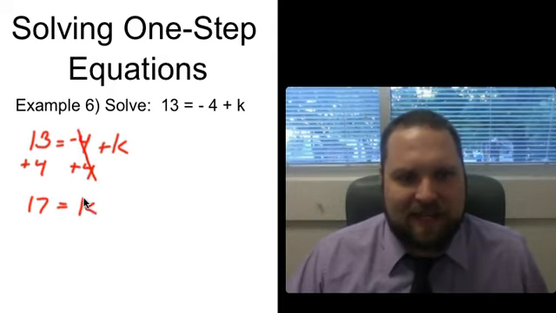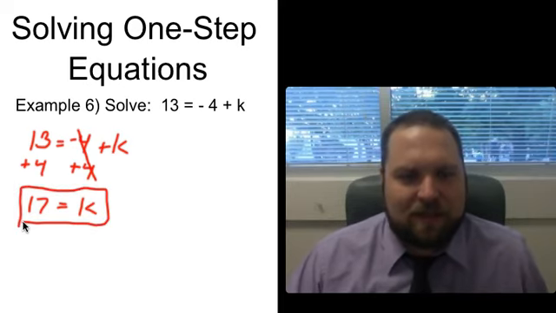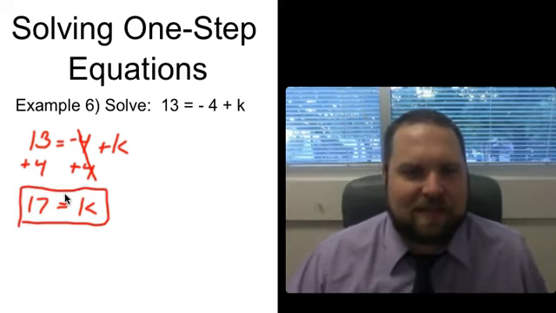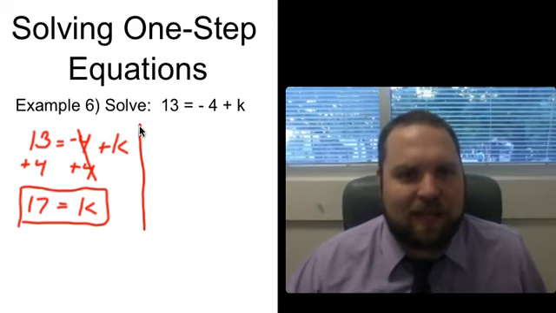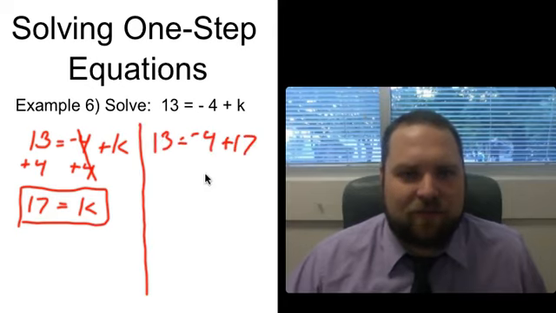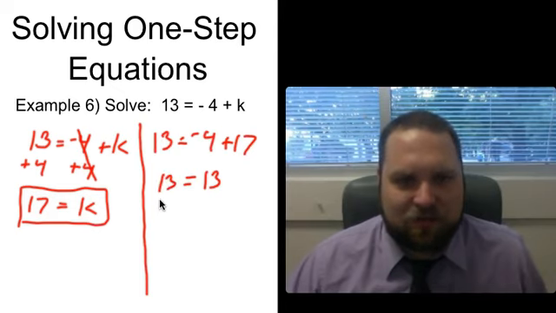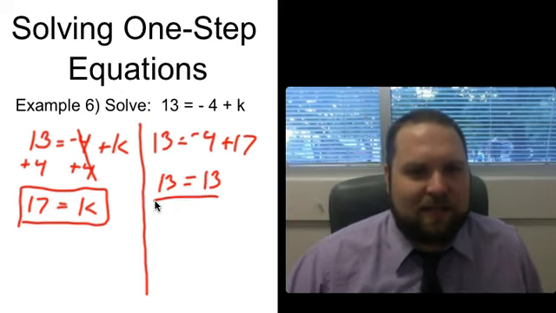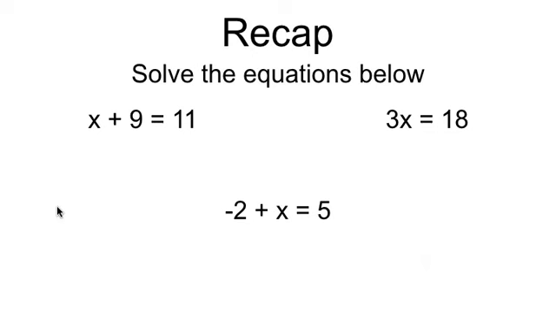And now my k is isolated on that side of the equation. And so I have solved. K is equal to 17. I know what k is now. I can substitute that in to make sure that I'm correct. Negative 4 plus 17 is 13. And so I can see that I get a true statement and that I must have been correct.